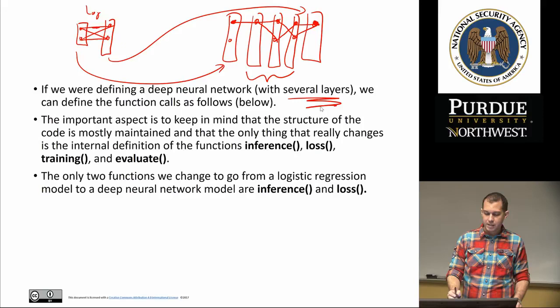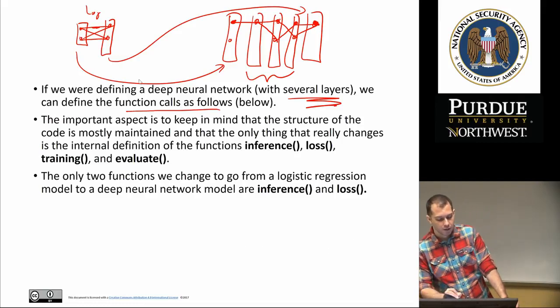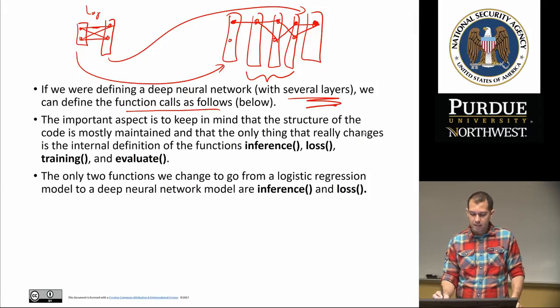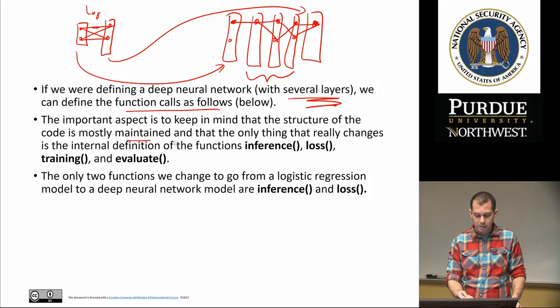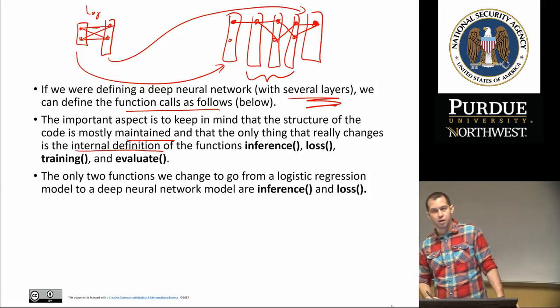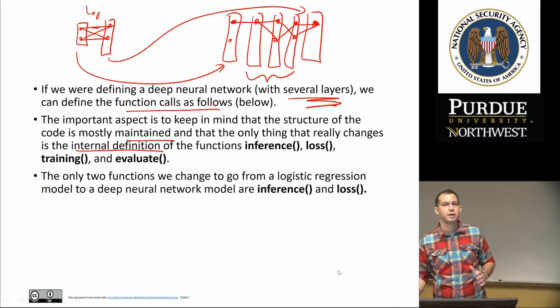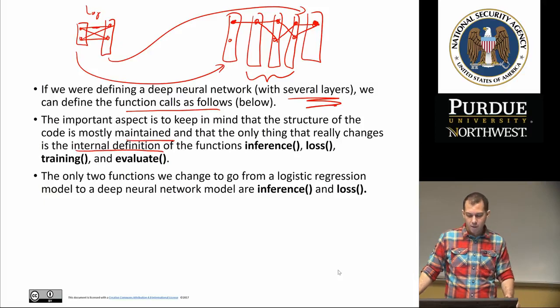So if we were defining a deep neural network with several layers, we can define the same function calls. It's just that in some of the functions now, the definitions, the architectures would change. So the important aspect to keep in mind is that the structure of the code is mostly maintained. We still use the same 4 functions, and the only thing that really changes is the internal definition of the functions inference, loss, training, and evaluate. A few other things are tweaked here and there, maybe for efficiency or for dealing with the data. But overall, we always follow this structure of the 4 core functions and their definition.